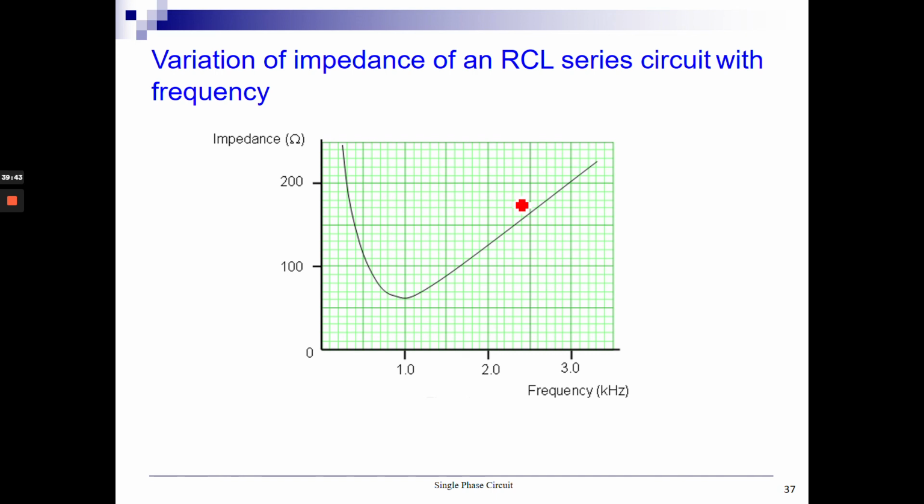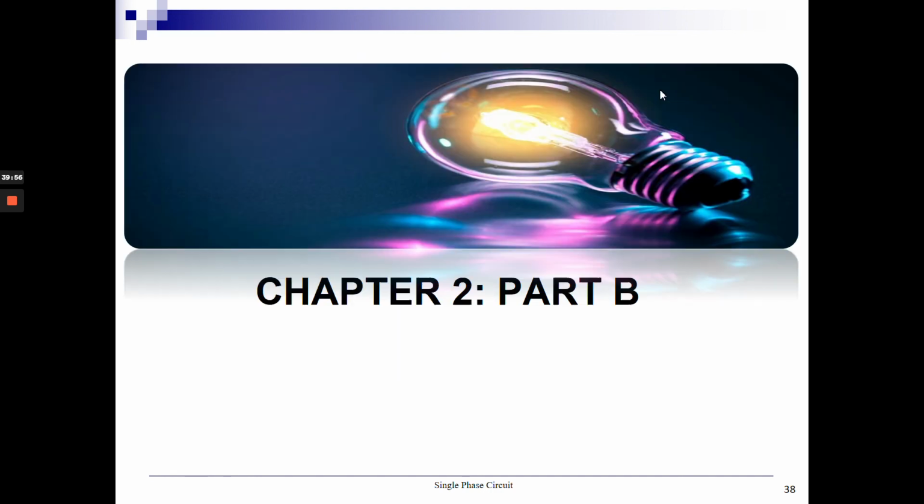Okay, and then the last one is variation of impedance of RLC series with frequency. So this is the graph. Okay, so that's all for chapter 2, part A. So next week we will continue our chapter 2 for part B.